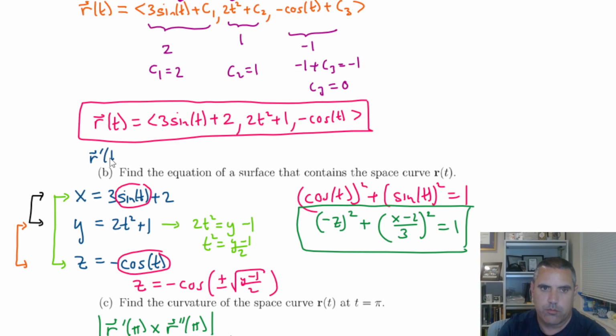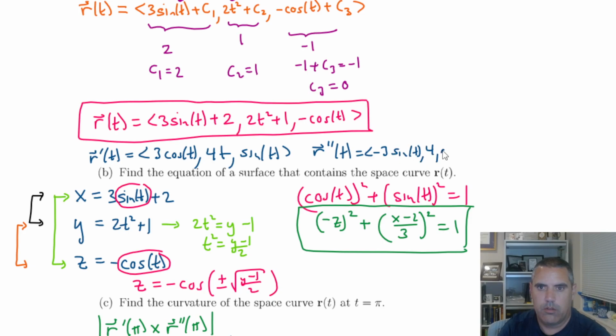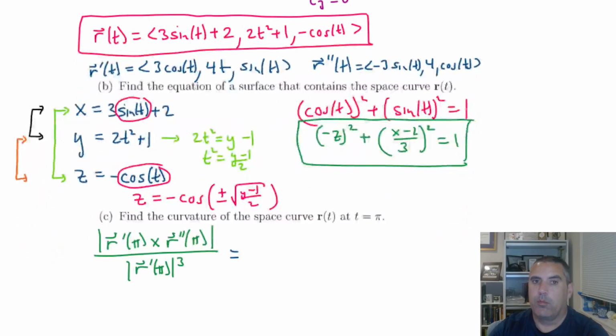R prime, I'll just rewrite it so we can see it. This is 3 cosine of t, this is 4t, this is sine of t. And the derivative of this is negative 3 sine of t for cosine of t. And then we're plugging in pi everywhere. So now that we've taken the derivatives, we can plug in pi. That's going to be negative 3 because cosine of pi is negative 1. This is going to be 4 pi. This is going to be 0.